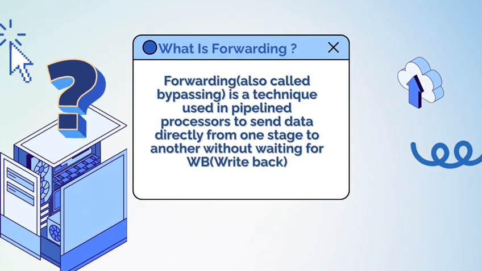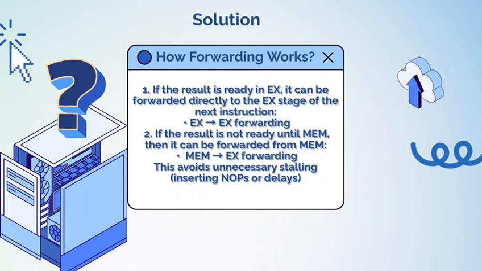Why wait? With forwarding, we skip the delay. The result goes straight from EX or MEM to where it's needed. No stalling. Forwarding is a technique used in pipeline processors to send data directly from one stage to another without waiting for WB. 1. If the result is ready in EX, it can be forwarded directly to the EX stage of the next instruction, EX-EX forwarding. 2. If the result is not ready until MEM, then it can be forwarded from MEM, MEM-EX forwarding. This avoids unnecessary stalling, inserting NOPs or delays.